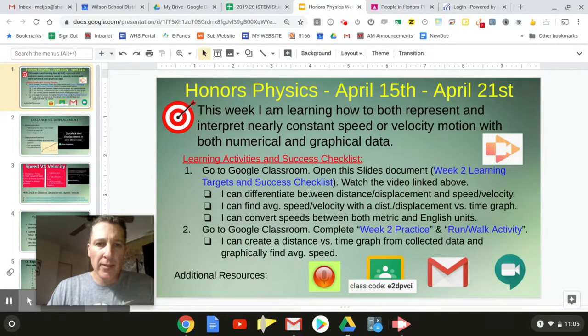By doing this, you'll be able to differentiate between distance and displacement, as well as speed and velocity. You'll be able to find average speed or velocity with a distance or displacement versus time graph. You'll also be able to convert speeds between both metric and English units. And lastly, by doing the week 2 practice Google form and the run/walk activity, you'll be able to create a distance versus time graph from collected data, and will also be able to graphically find average speed.